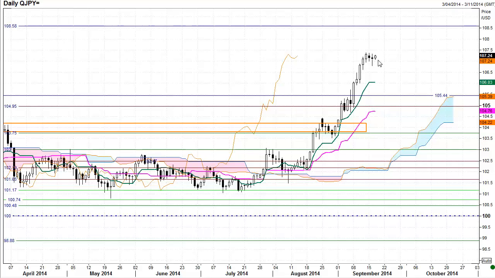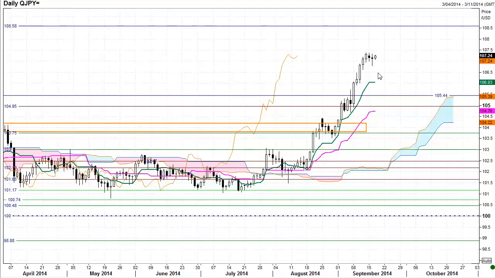Now if this market does continue to come off, there is a possibility of finding strong support at the Tenkan-sen at 106.03, but it certainly doesn't look as though the market's going to approach that soon. If the buyers come into the market strongly here today on this new candle that's developing and break out up above the swing highs of this candle at the 107.39 level, we could eventually see the US dollar Japanese yen testing up to the 108.58 level.